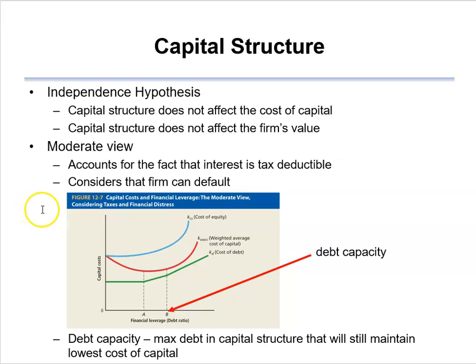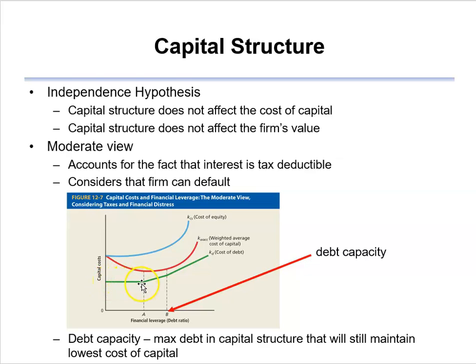It's more to think about. Now, remember, some things, interest is tax deductible, and firms can default. So this is a good chart to look at. It kind of gives you the idea of how much you should borrow. Well, look at the cost of capital first for bonds.